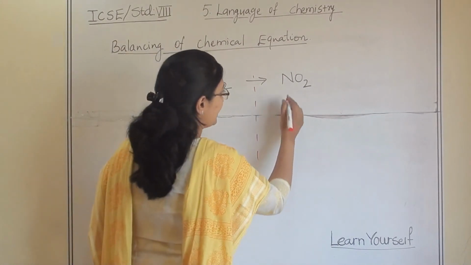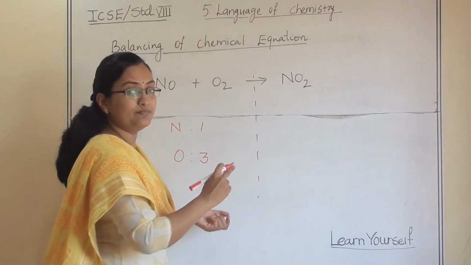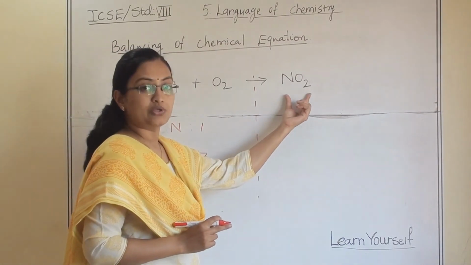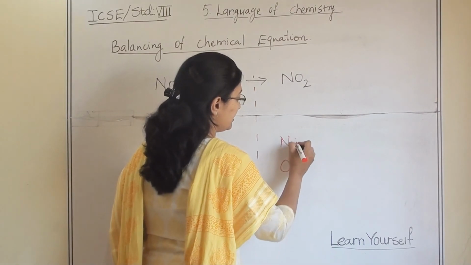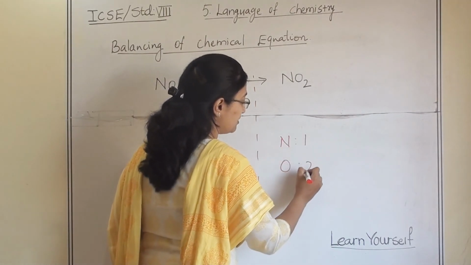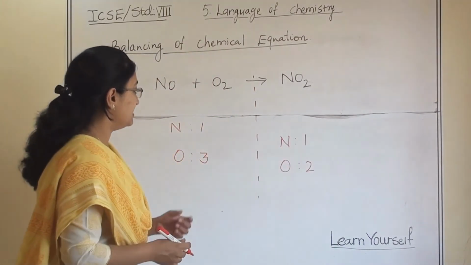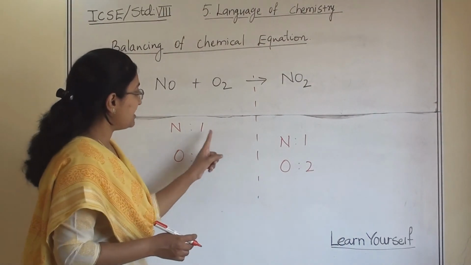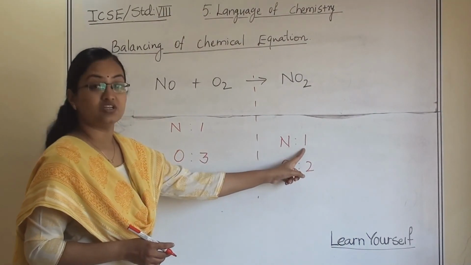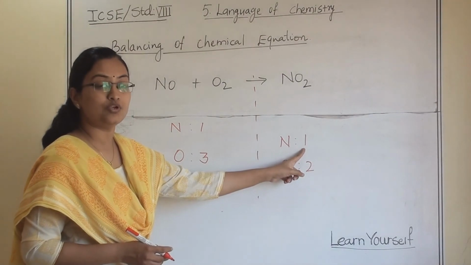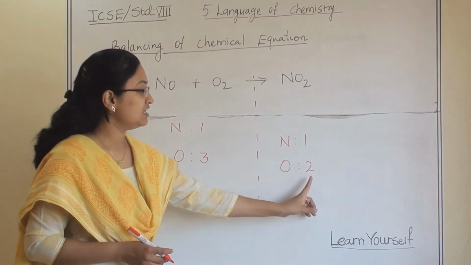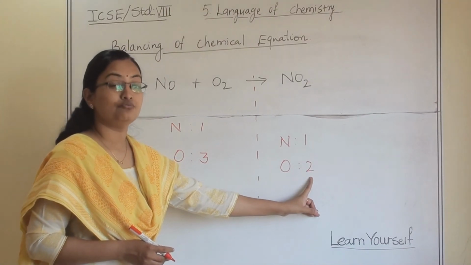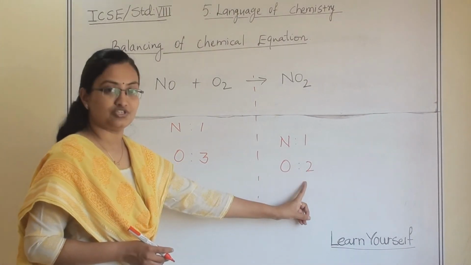Now let us check the product side. On the product side, only 1 molecule is there. In that, nitrogen and oxygen. Nitrogen is 1 and oxygen is 2. Now let us compare them. Nitrogen is 1, nitrogen here is also 1. So we don't need to balance nitrogen. Here oxygen is 3, here oxygen is 2. So we have to balance oxygen.